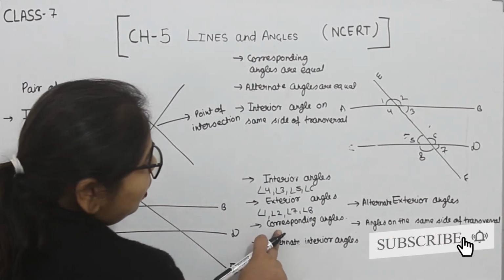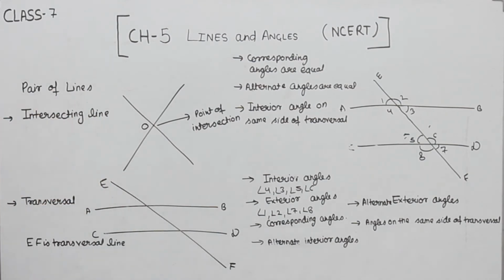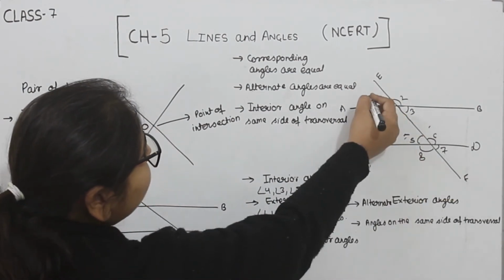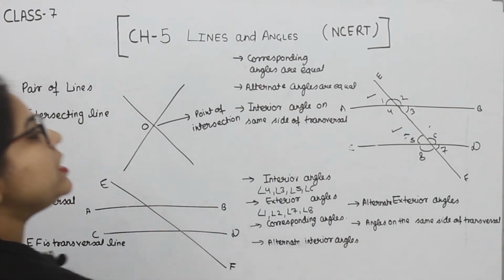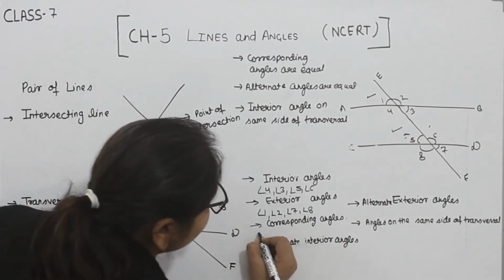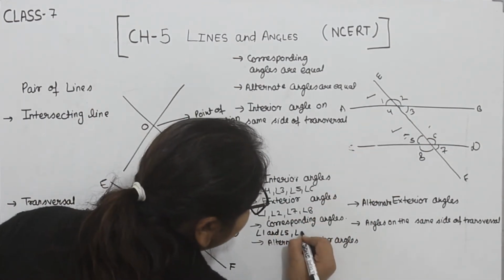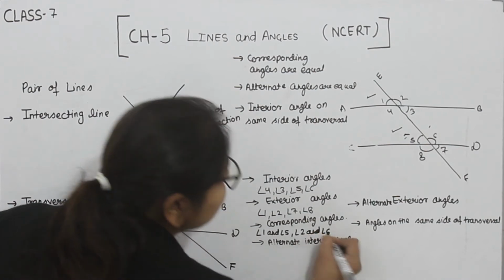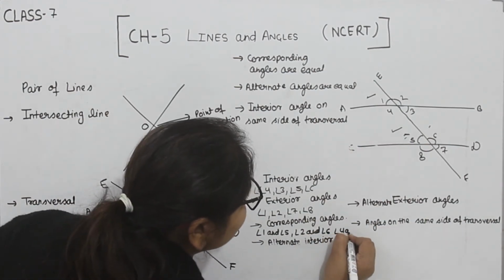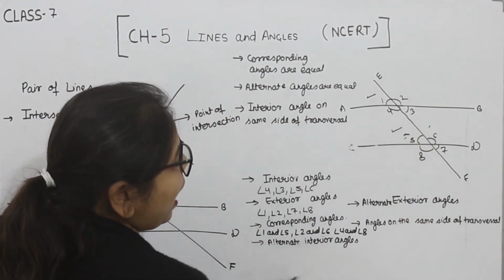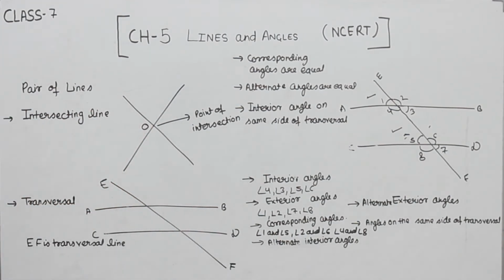Now comes the third one. They are the corresponding angles. The first angle would be on the outer side and the second one is on the inner side. For example, 1 and 5. They are on the same side of the line. Corresponding angles are angle number 1 and angle number 5, angle number 2 and angle number 6. Now angle number 4 and angle number 8. This one is on the inner side and this one is on the outer side. So they are some of the corresponding angles.